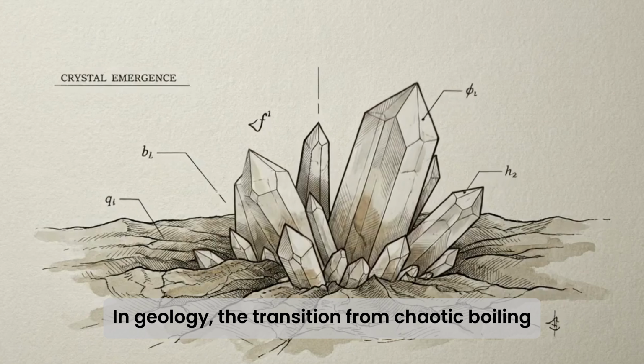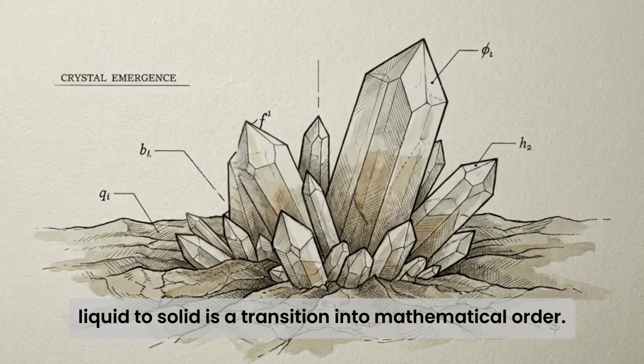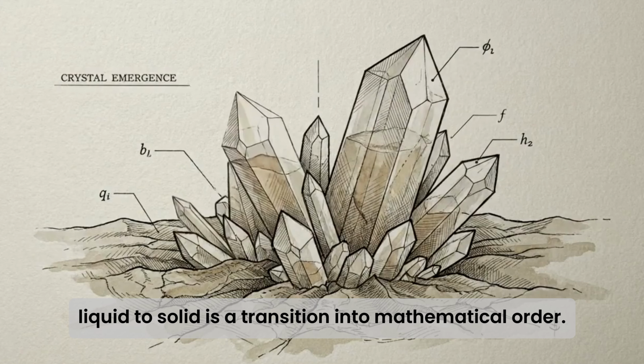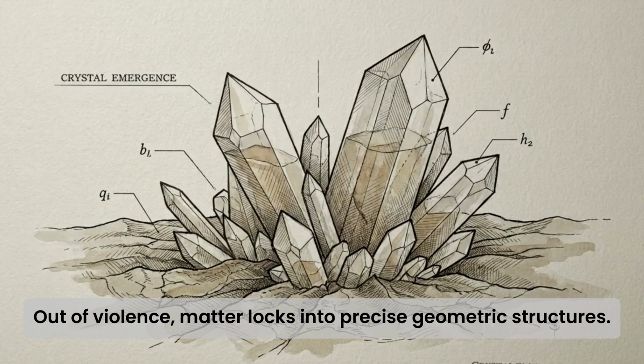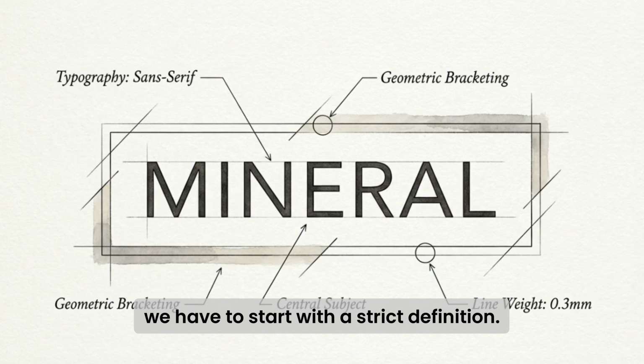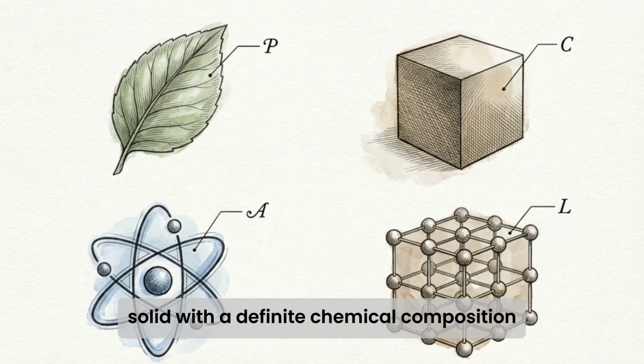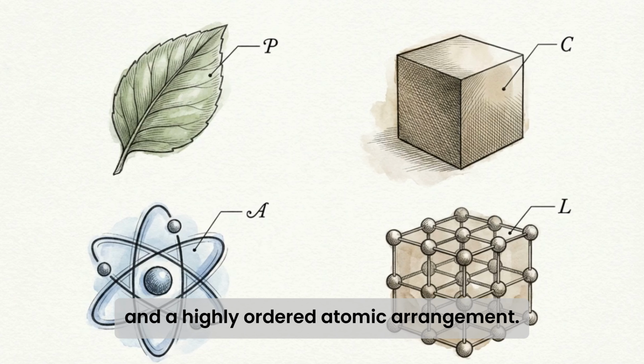In geology, the transition from chaotic, boiling liquid to solid is a transition into mathematical order. Out of violence, matter locks into precise geometric structures. To understand these structures, we have to start with a strict definition. A mineral is a naturally occurring, homogeneous solid with a definite chemical composition and a highly ordered atomic arrangement.